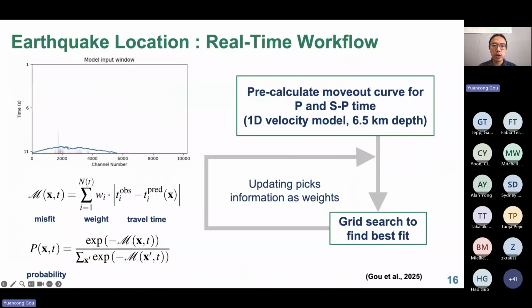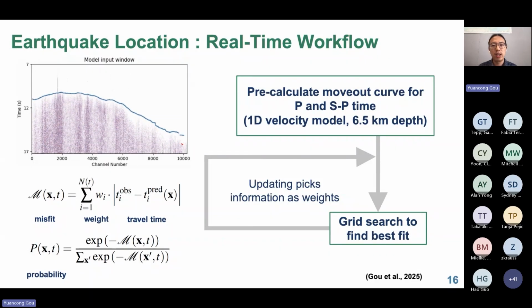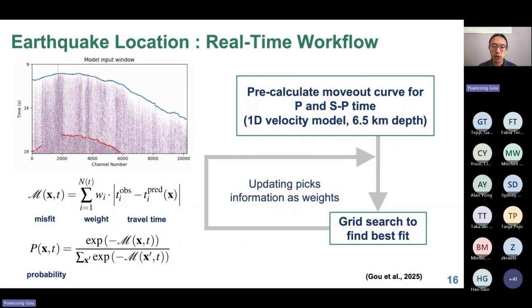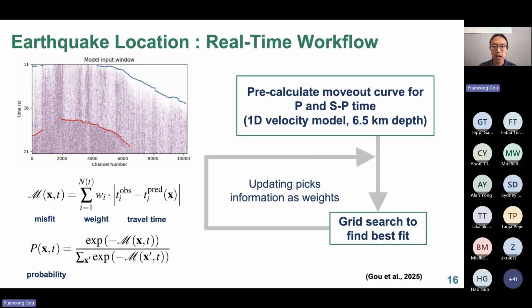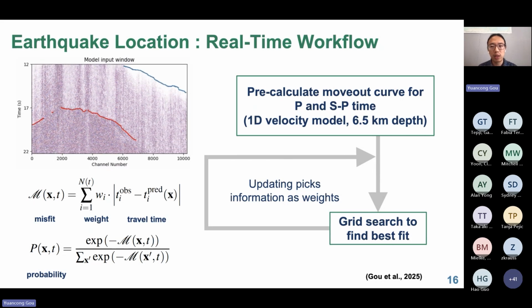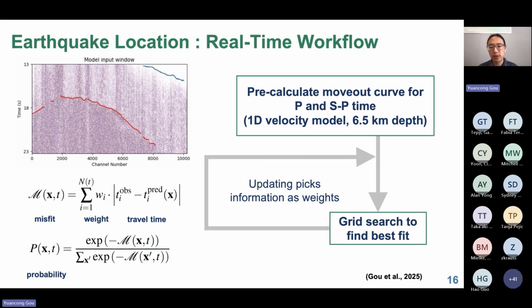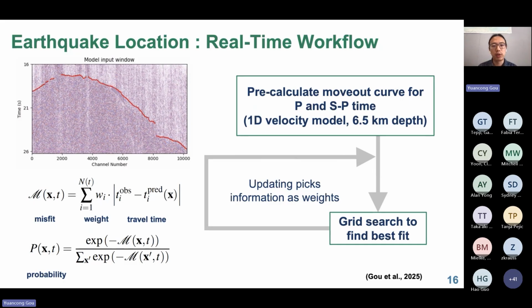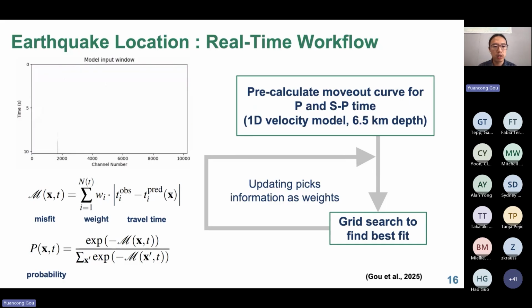So for the earthquake location, we use a very standard grid search approach. We pre-calculate the move out curve for each grid, the P wave and the S minus P time, based on a 1D velocity model. We also fix the depth at 6.5 kilometers to save some time, and this depth is the typical earthquake depth in that region.